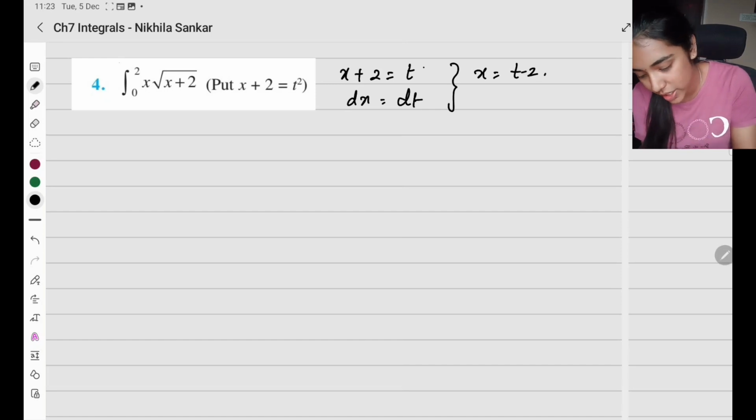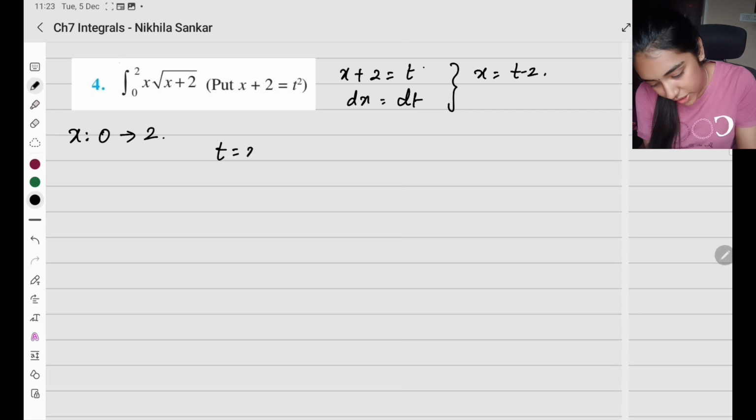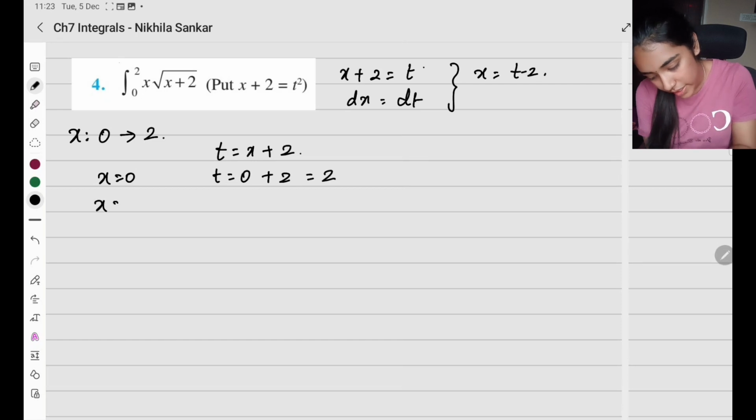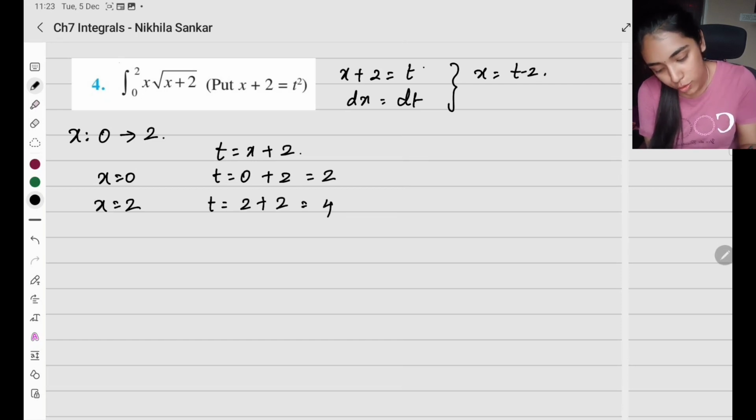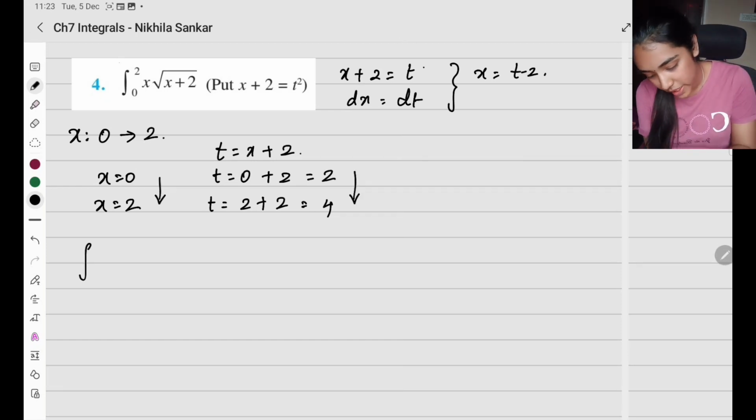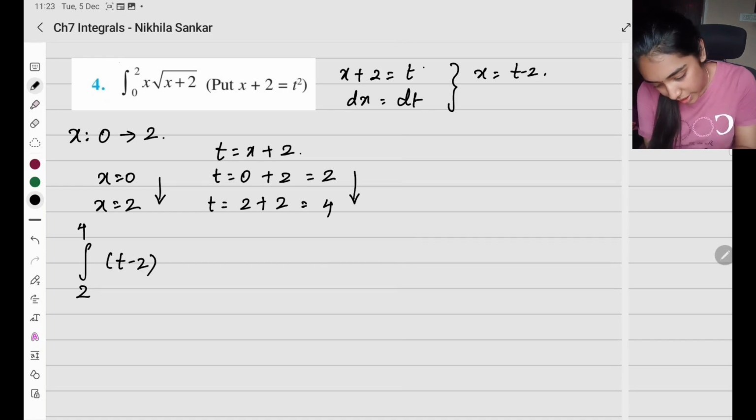How does the integral change? So the x values travel from 0 to 2. I have t equals x plus 2. So when x is equal to 0, my t is going to be 0 plus 2, which is 2. When x equals 2, I have t equals 2 plus 2, which is equal to 4. So my limit 0 to 2 changes from 2 to 4. So how does my integral change? 2 to 4 times x, which is t minus 2, times square root of t times dt.